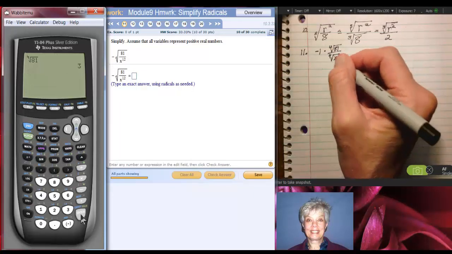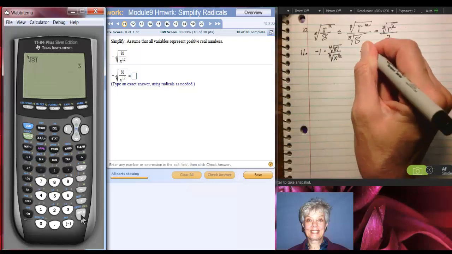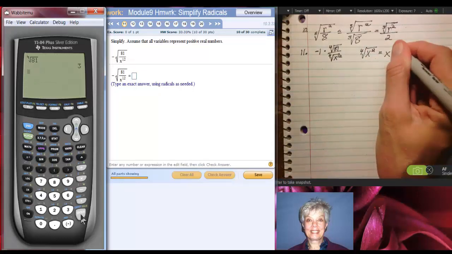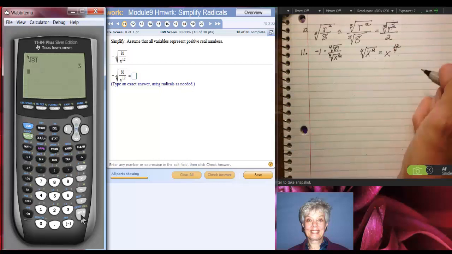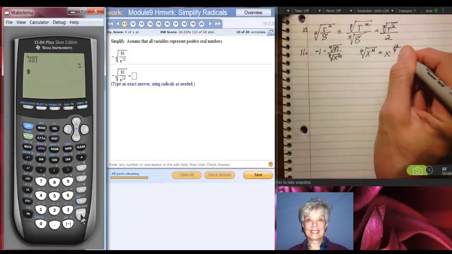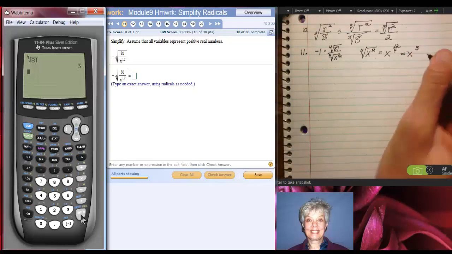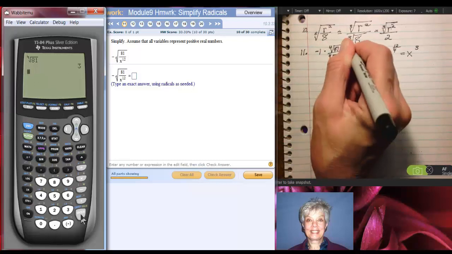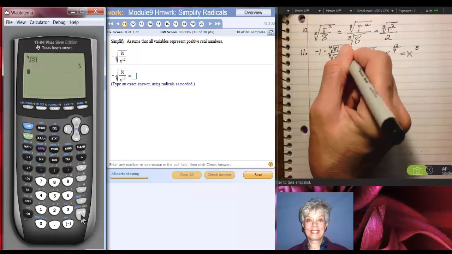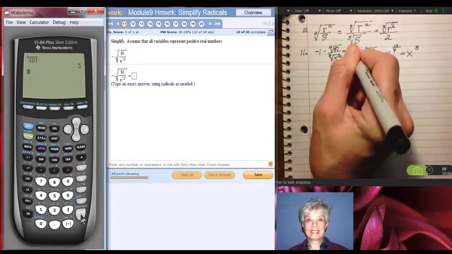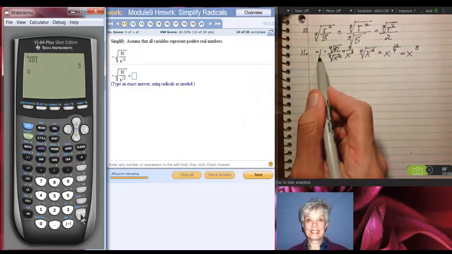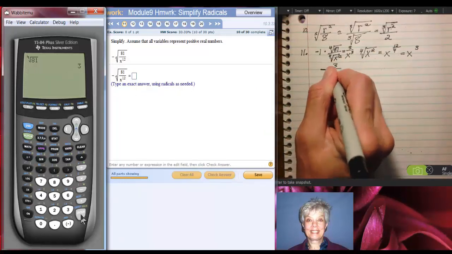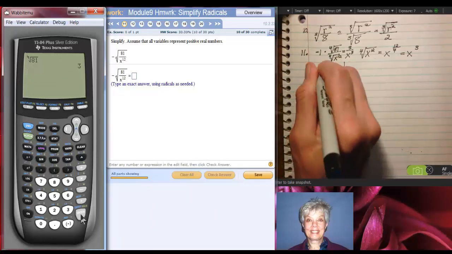But the calculator can't help us with the fourth root of x to the 12th. We're going to have to take the fourth root of x to the 12th and change it into a fraction power, x to the 12 over 4. What is 12 divided by 4? It's 3, x to the 3rd. So our answer is going to be, well, the fourth root of 81 is 3, and the fourth root of x to the 12 is x to the 3rd. And don't forget your negative 1 out front. So our answer is going to be negative 3 over x to the third power.